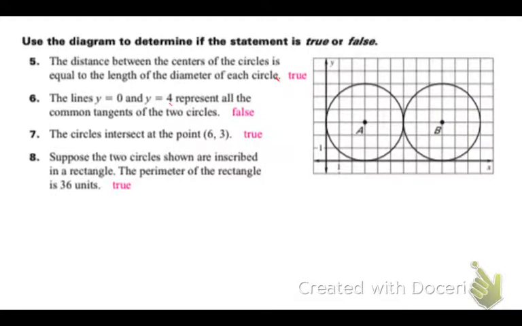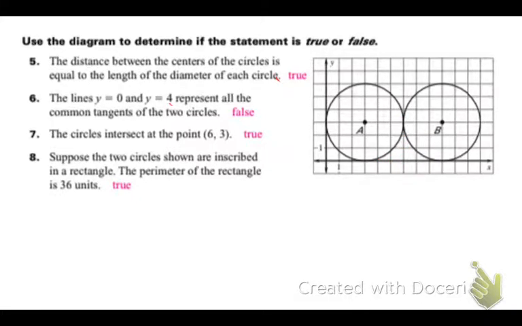Okay, the circles intersect at the point 6, 3. So here's point 6. The x-coordinate, 1, 2, 3, 4, 5, 6. The y-coordinate, 1, 2, 3. And yeah, this is their intersection point. So that one's true.